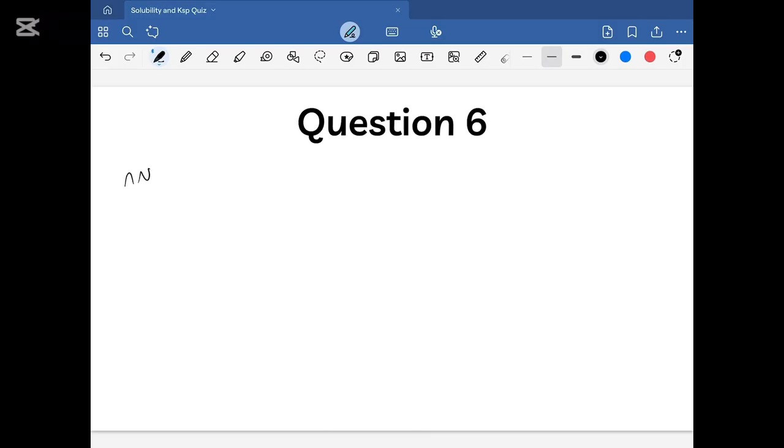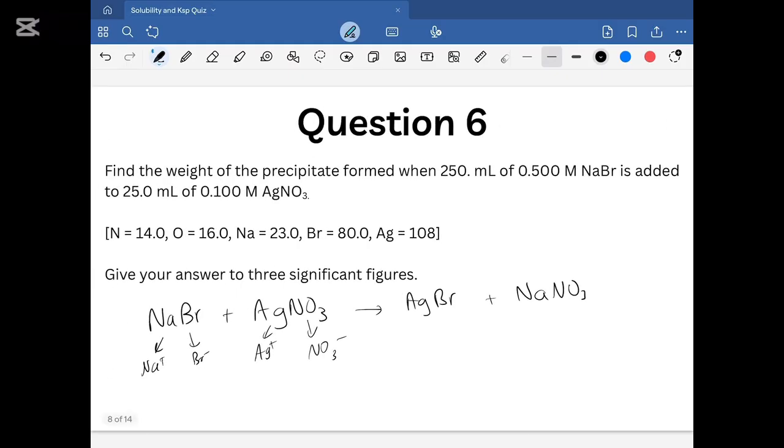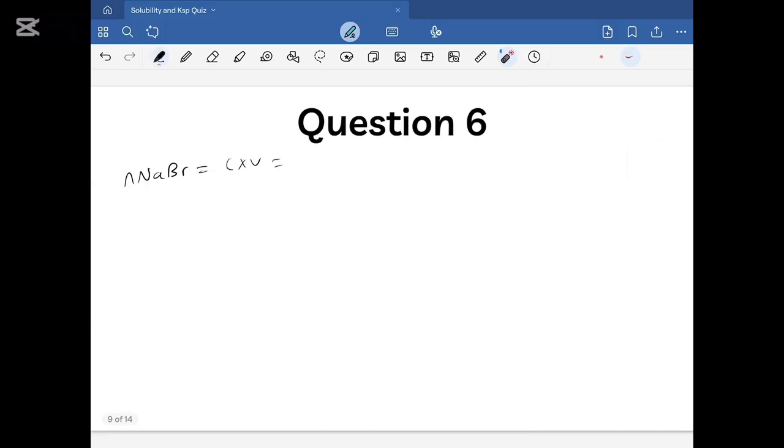So let's start by finding the number of moles. Now, the number of moles for NaBr is equal to the concentration multiplied by the volume, and the concentration is 0.5, and it's going to be multiplied by the volume, which is 0.25, because we're going to change it to liters. So we're going to have 0.25 multiplied by 0.5, and we're going to have an answer of 0.125 mole.